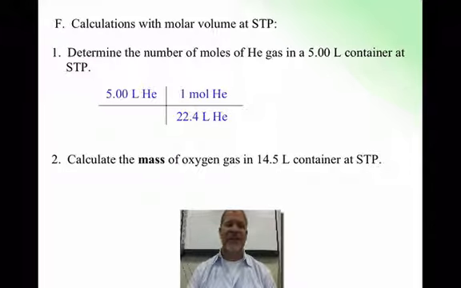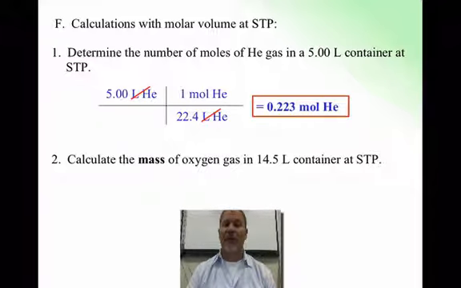So our liters cancel out, so just multiply across and divide. Really all you're doing is 5 divided by 22.4. With 5 liters, that's 3 sig figs in your answer, and you get moles of helium.